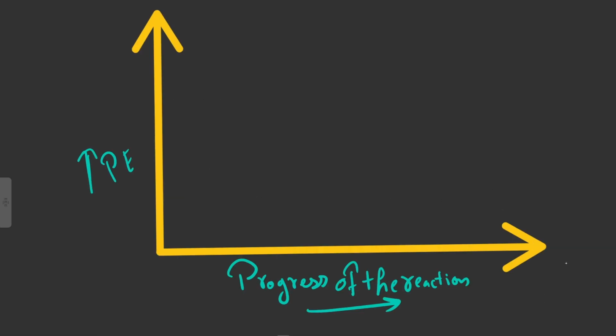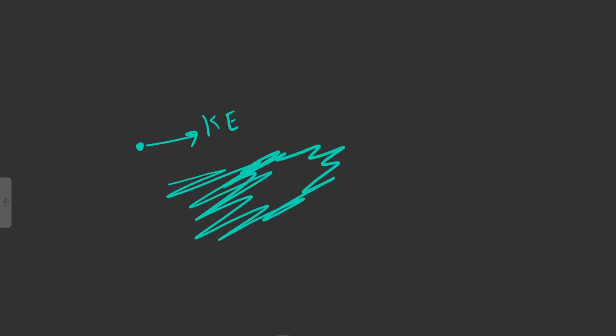If you don't know why I wrote potential energy, or why there is a change in potential energy during a reaction, atoms or particles of atoms or molecules, they have a kinetic energy. They're moving at really fast rates, like zoom.